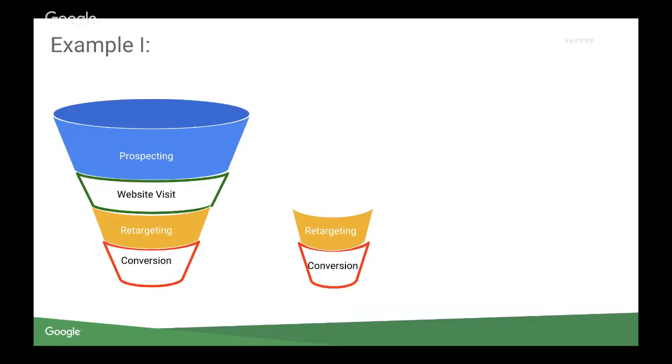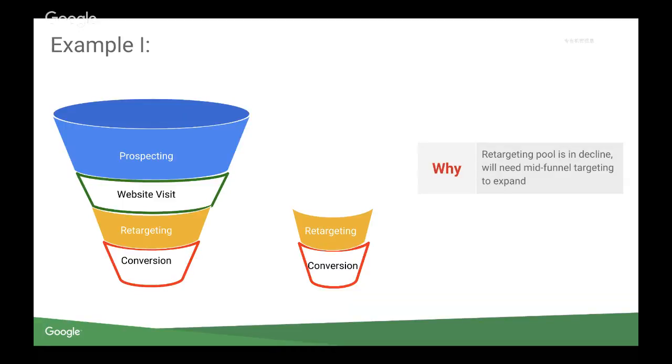A typical marketing funnel should start from prospecting. By targeting prospect customers and getting them to visit the website, you'll be able to build a retargeting list. Then by leveraging the remarketing list, you'll be able to get the most efficient conversions. But quite a lot of the time, we have seen advertisers who just focus on retargeting and don't do any prospecting at all. They don't think prospecting is important. Why is that? Why shouldn't you do prospecting?